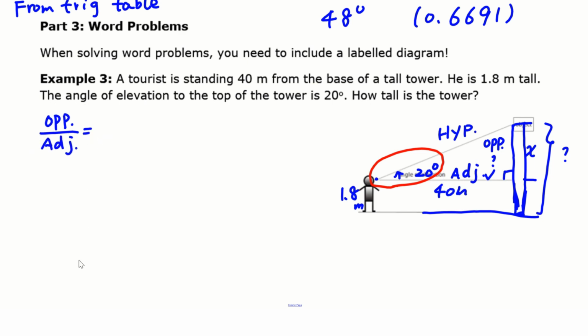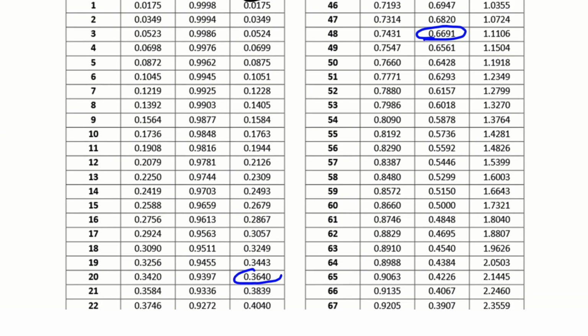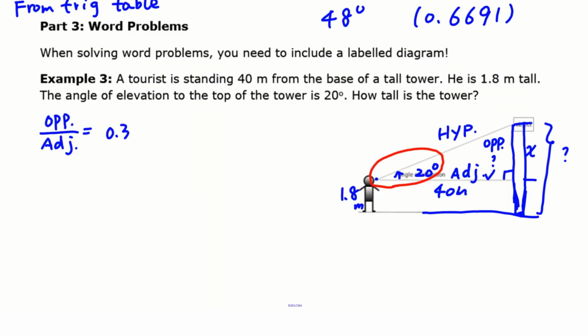It will be 20 degrees, so check your chart. Opposite over adjacent will be the last column. Then 20 degrees is 0.3640. So get it from your trig table. Then opposite is x, adjacent is 40. Then we do the solving for x, we move the 40 to the other side by doing the opposite operation, so it's multiplication. Then use your calculator, you will find out x equals 14.56.